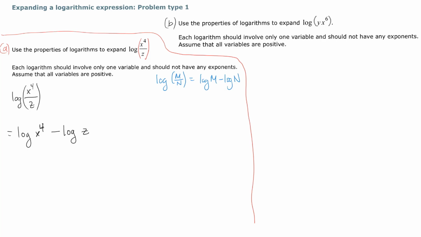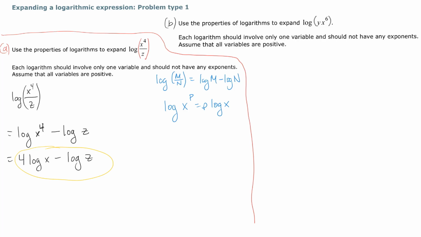Now we do have another log property, and that is log of x to the power is equal to the power times log of x. So we're going to do a 4 here. We're going to put that 4 as a coefficient of log of x minus log of z, and this is as expanded as we can get it to be. So let's circle that.